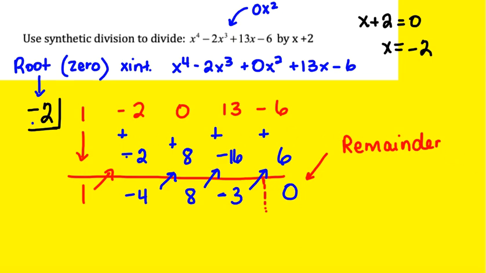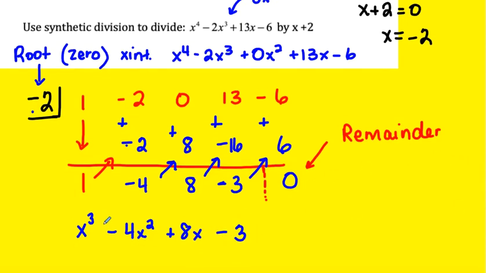Now let's talk about what our depressed polynomial is. Our depressed polynomial would be, remember we go down a degree, so x cubed minus 4x squared plus 8x minus 3. All right. Now, that is my depressed polynomial, so I know that that times x plus 2 will give me my original polynomial, x to the 4 minus 2x cubed plus 13x minus 6.